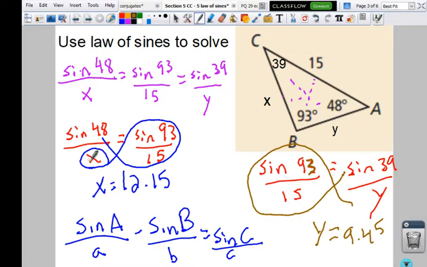Alright, I gotta go back and fix this first one. It's not 12.15. That was radians. So we're doing degrees. Sine of 48.